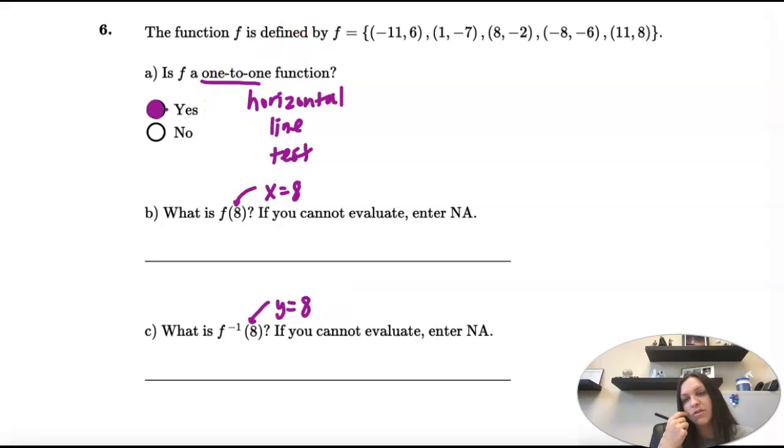Okay, so regular notation, that's an x value. You're trying to find the y value. Inverse notation, that's a y value. You're trying to find the x value.